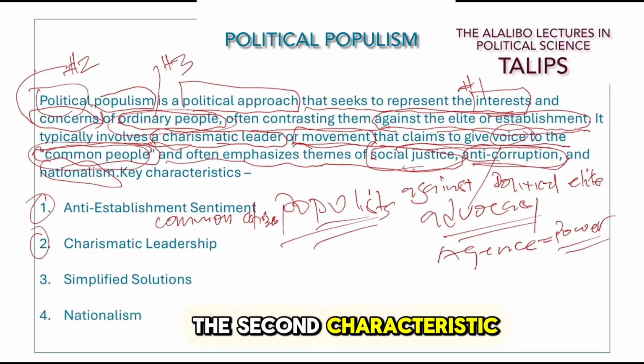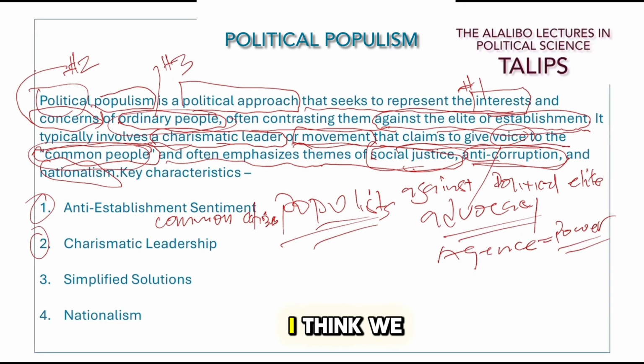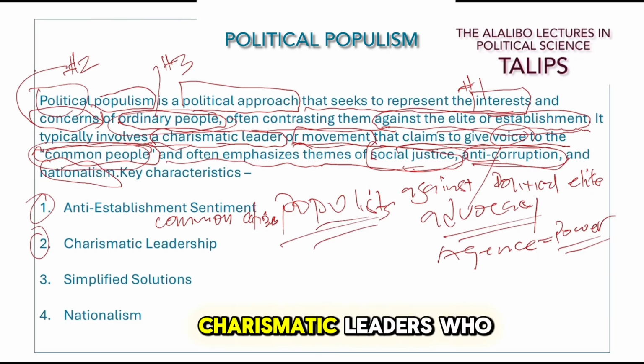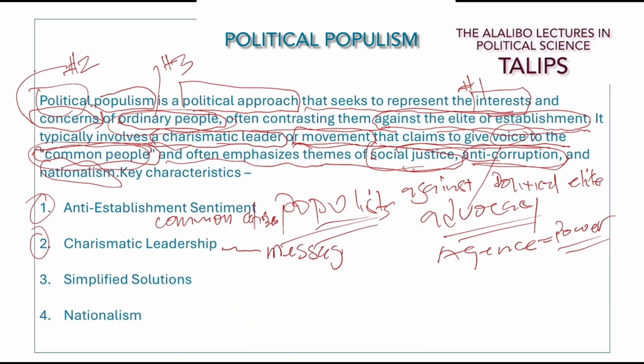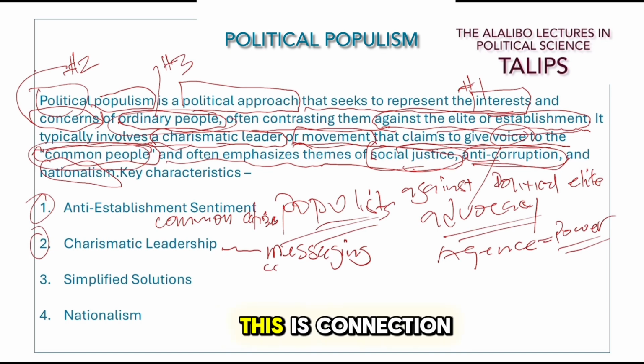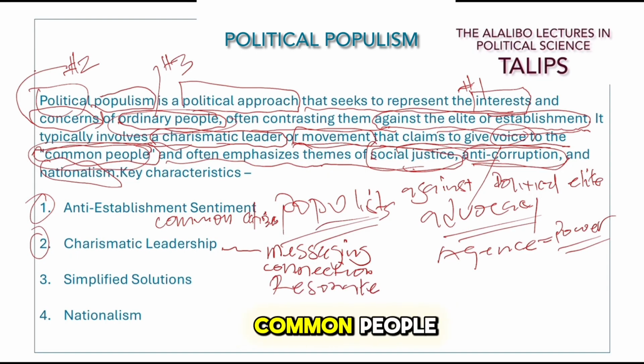The second characteristic is charismatic leadership. I think we already highlighted that in the definition. And here we say many populist movements are led by strong, charismatic leaders who can connect with the common people, right? So the messaging here, students, is very important. The connection here, students, is very important. The message has to resonate with the common people, right?